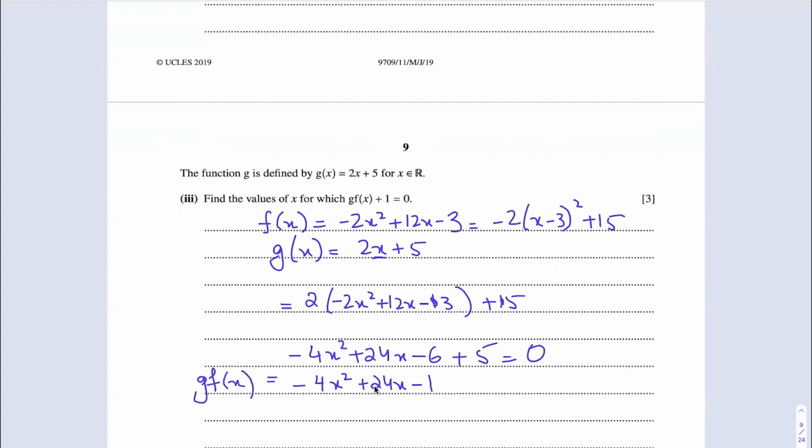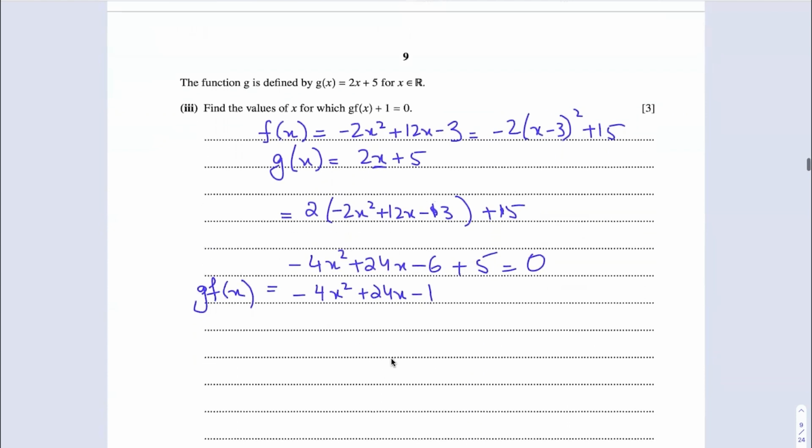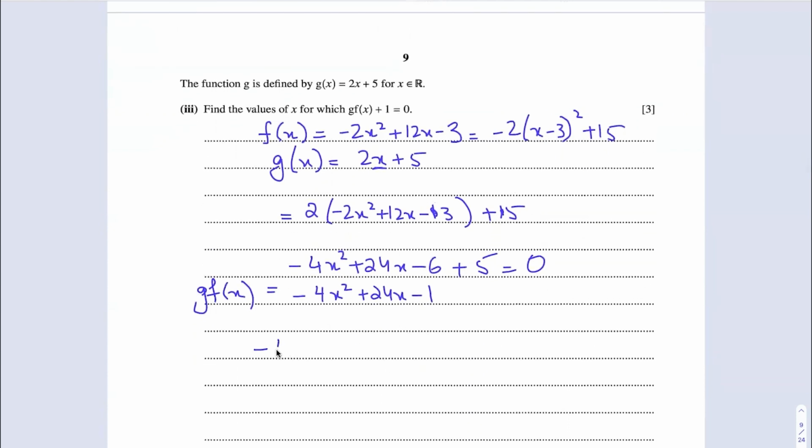Now we have to find the value where g f of x plus 1 equals 0. So g of f of x is minus 4x squared plus 24x minus 1 plus 1 equals 0. The minus 1 and plus 1 will cancel, so we will have minus 4x squared plus 24x.